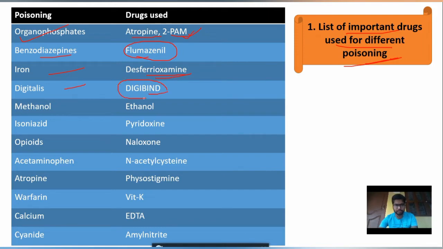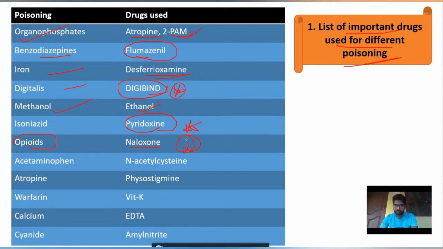Then digitalis poisoning, the drug used is digibind. See, digibind is a specific antibody which is used for digitalis poisoning. This is very important. The drug used for methanol poisoning is ethanol. The drug used for isoniazid poisoning is pyridoxine. It is also very important. The drug used for opioid poisoning is naloxone. It is also very important.